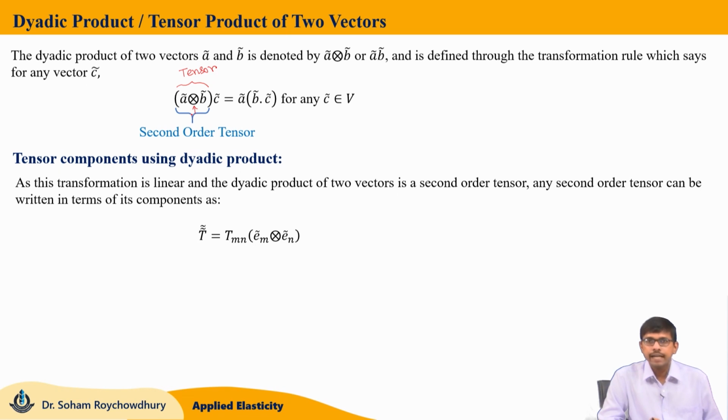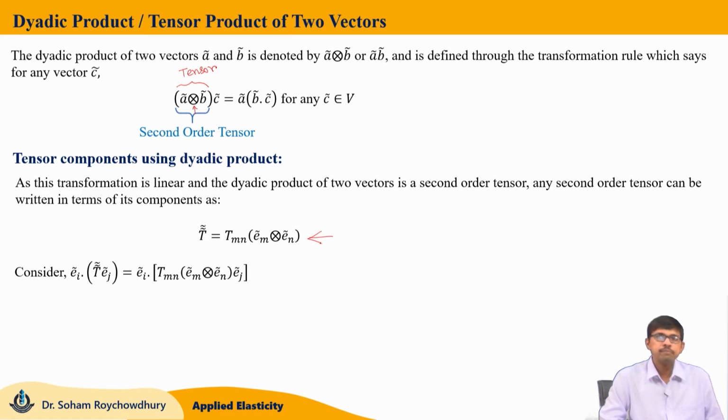We are taking the dyadic product of two base vectors e_m e_n that is multiplied with the corresponding tensor component T_mn. This would result in the second order tensor T. So, the definition of tensor component with the help of dyadic product is given by this particular expression. Now, we will try to prove this with the help of the definition of the dyadic product.